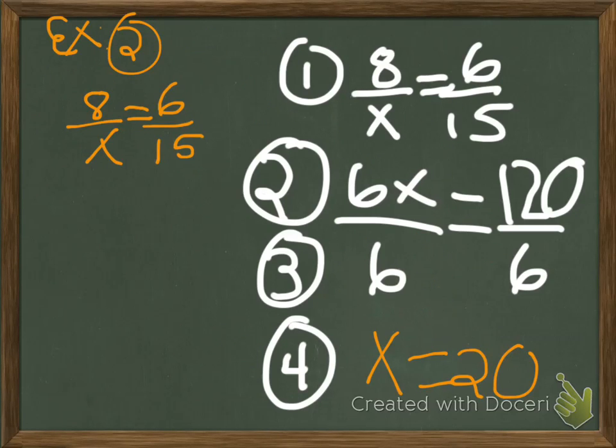My second example is 8 over x equals 6 over 15. The first thing that you do is write the original proportion, 8 over x equals 6 over 15. Second, cross multiply, and you will get 6x over 6 equals 120 divided by 6. Divide them, and you get x equals 20.